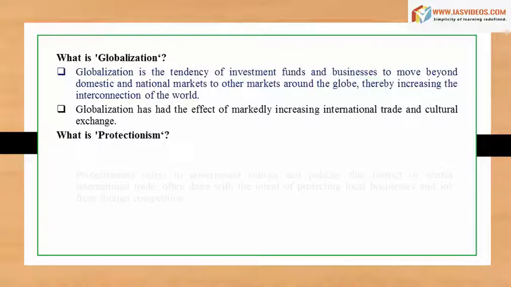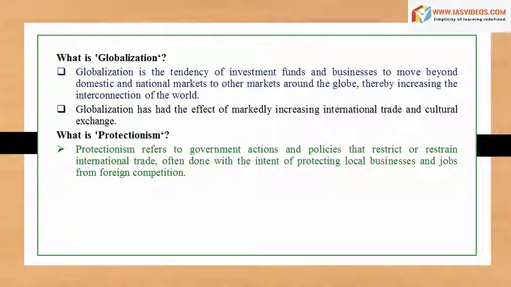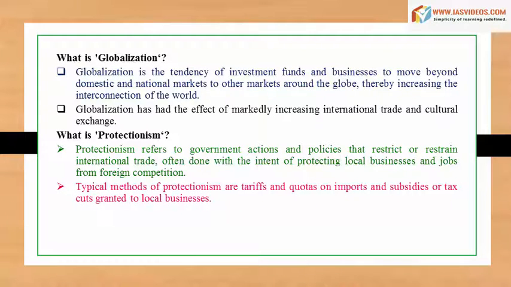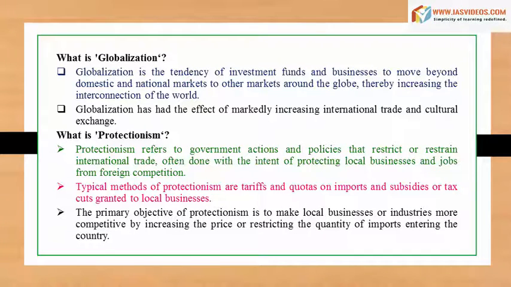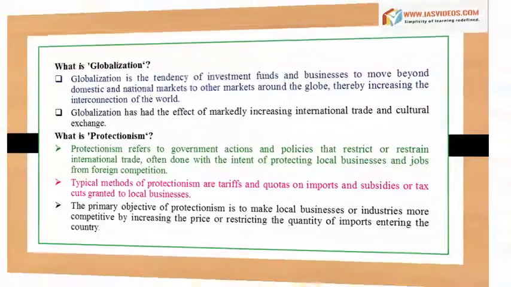What is protectionism? Protectionism refers to government actions and policies that restrict or restrain international trade, often done with the intent of protecting local businesses and jobs from foreign competition. Typical methods of protectionism are tariffs and quotas on imports and subsidies or tax cuts granted to local businesses. The primary objective of protectionism is to make local businesses or industries more competitive by increasing the price or restricting the quantity of imports entering the country.